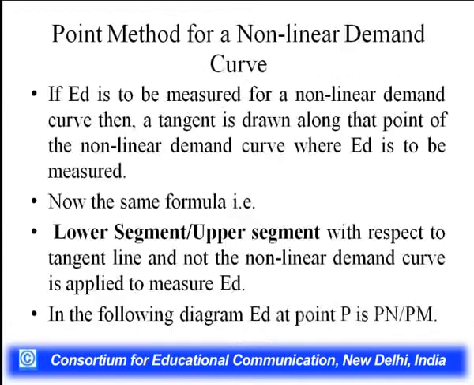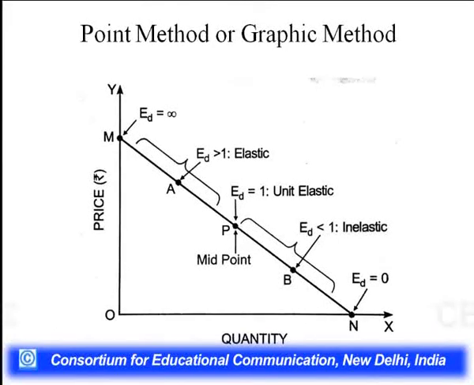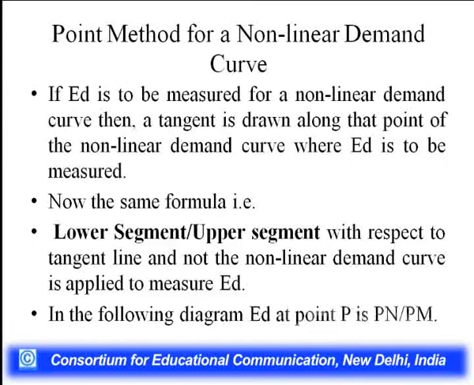One thing is clear here: by the point method or the graphic method, we do not get the actual absolute value of the elasticity of demand. Rather, we just get an indication at any particular given point of the demand curve whether ED is greater than 1, equal to 1, less than 1, 0 or infinite. We do not get the actual value of the elasticity of demand measured through this method, that is the point method or the geometric method. This graphic method is also known as the geometric method of measuring price elasticity of demand.